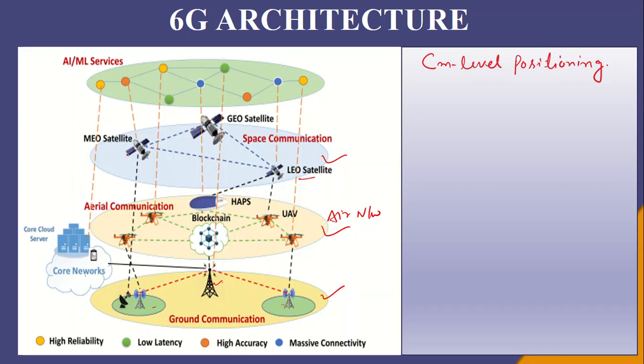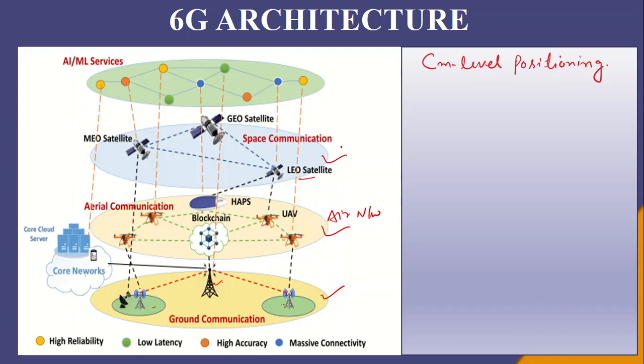The medium Earth orbit satellite has a distance from the Earth of 6,000 to 20,000 kilometers, and the last one, the GEO satellite, has a distance from the Earth of up to 36,000 kilometers. So with the help of these satellites and UAVs, this 6G network will serve its users, and we will easily get very clear images of space with the help of these satellites.